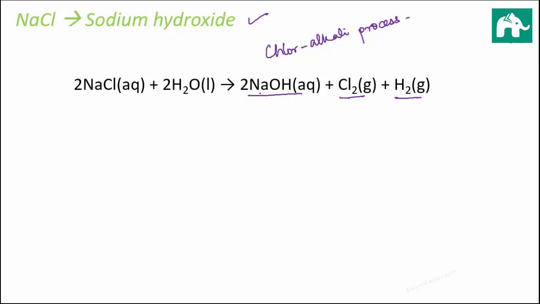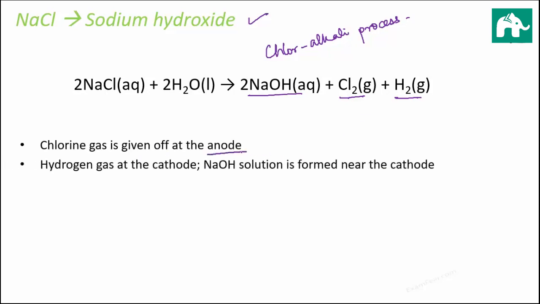Now when you look at this entire process of electrolysis, you see that chlorine gas is given off at the anode, whereas hydrogen gas is given off at the cathode, and NaOH solution is also formed near the cathode. So that's how we get sodium hydroxide from NaCl.